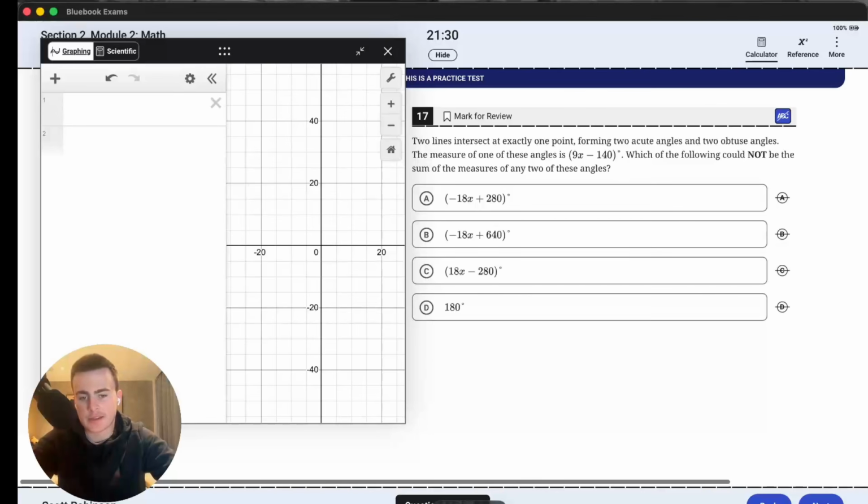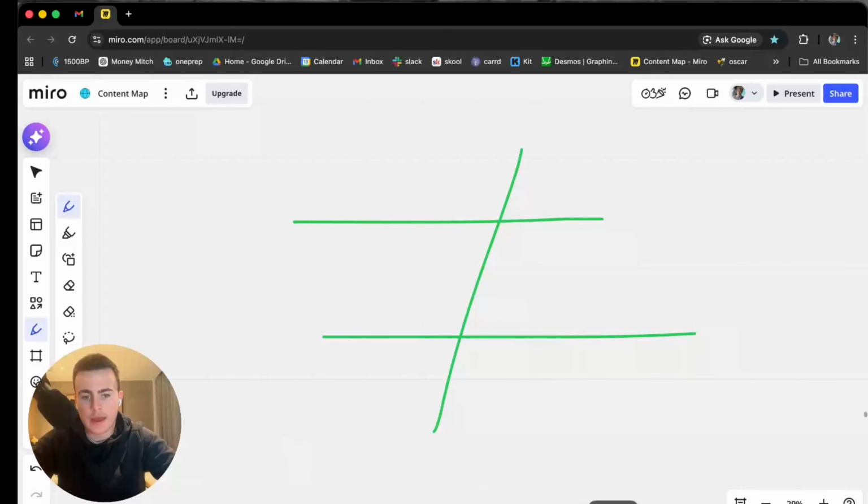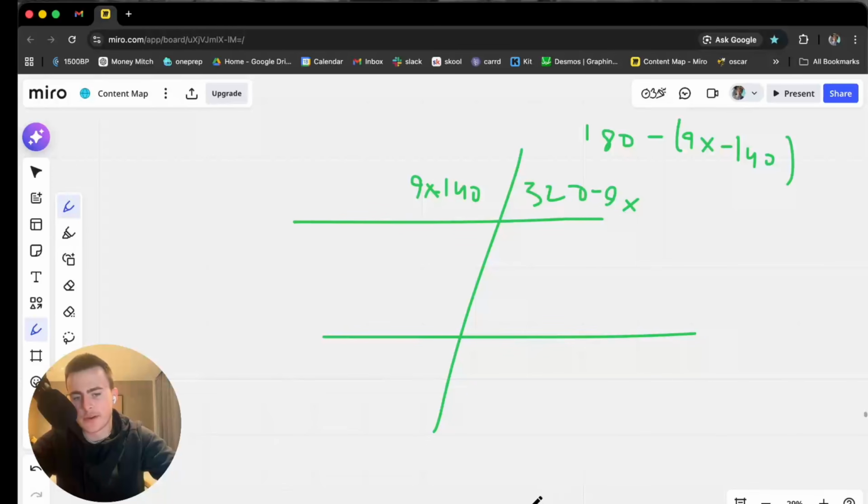Okay, so I'm going to do this fast because I'm running out of time for you guys. But basically, something like this. And then one of the angles is 9x minus 140. We'll say it's the obtuse one. So let's solve for the acute one, which means we do 180 minus this. 180 minus 9x minus 140. So that means the angle of the acute one would be 320 minus 9x. Now, you found your obtuse, you found your acute.